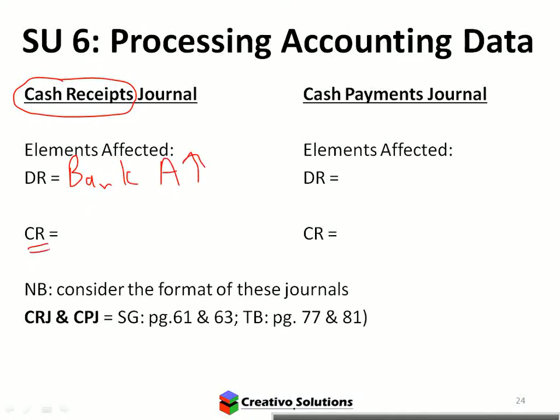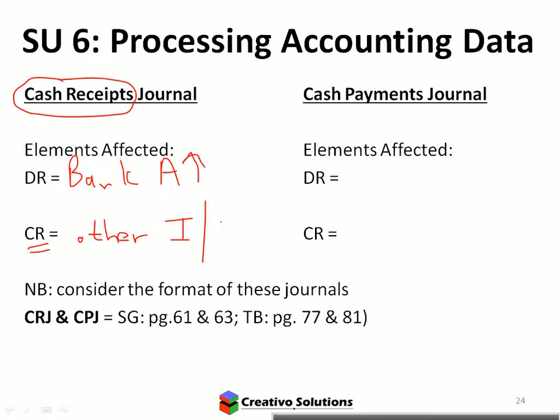And then credit, other. Why do I say other? Because it could be different things. Okay, you could have put income here, sales. You could have put debtors here. Okay, can a debtor pay you? Yes. Will you receive money? Yes. Okay, we looked at this earlier. Okay, debit bank, credit debtors.